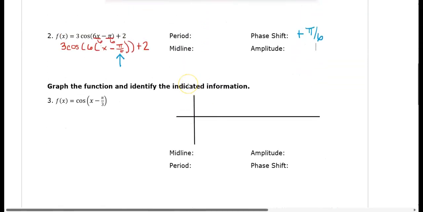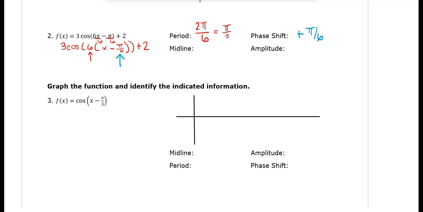Okay, so that got us our phase shift. Let's say the period of the graph, 2 pi over b. b right here is this 6, so 2 pi over 6, which is going to reduce down, and that will get me pi over 3.